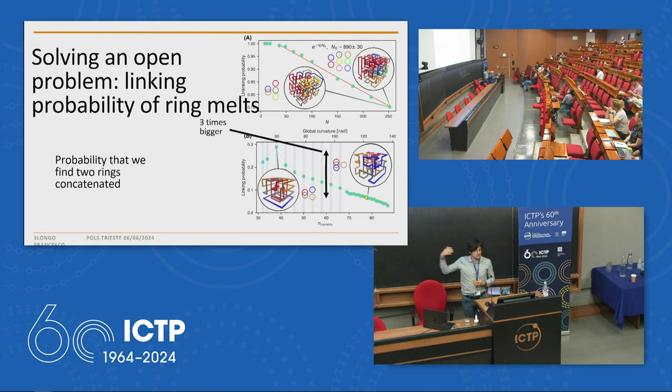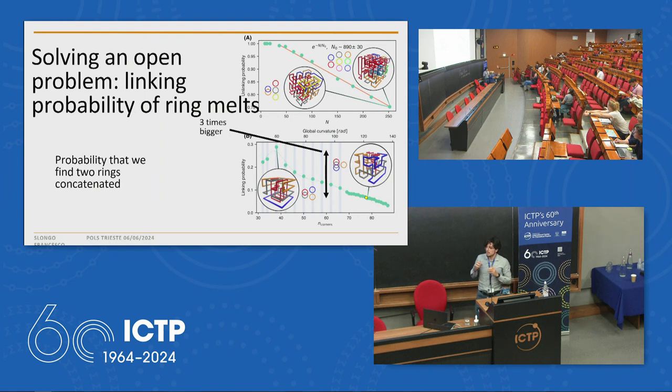And as you can see on the top panel, the linking probability increases as we increase the size of our system. But this makes sense because our model pretty much is a self-assembly model. So if we increase the size, we should expect, first of all, more space for rings to be concatenated, but also more rings. Then in the bottom panel, we studied what happens if we fix the size and instead we change the total curvature, that is a quantity that we can easily fix with our model.